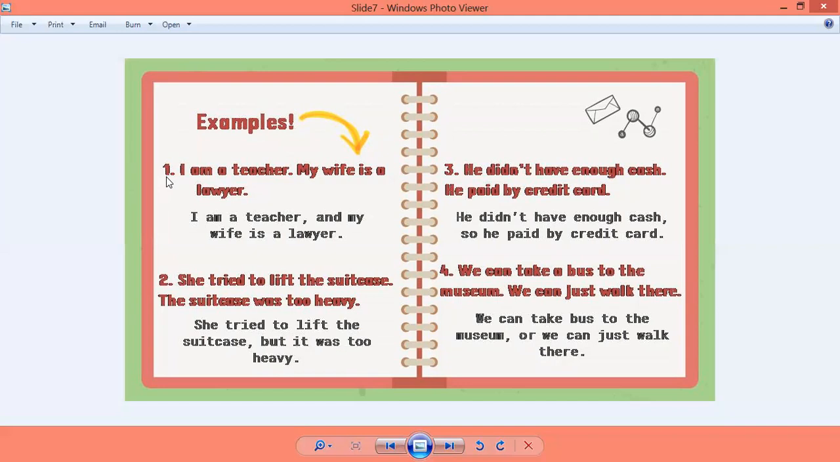Here, let us see the example. I am a teacher. Full stop. My wife is a lawyer.